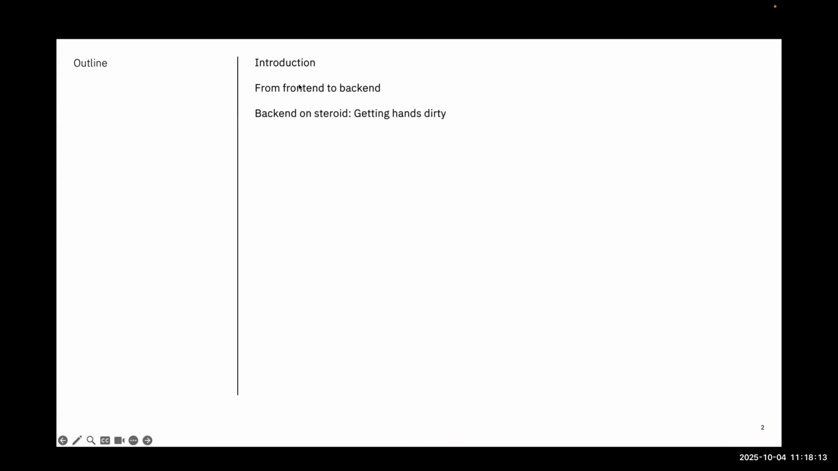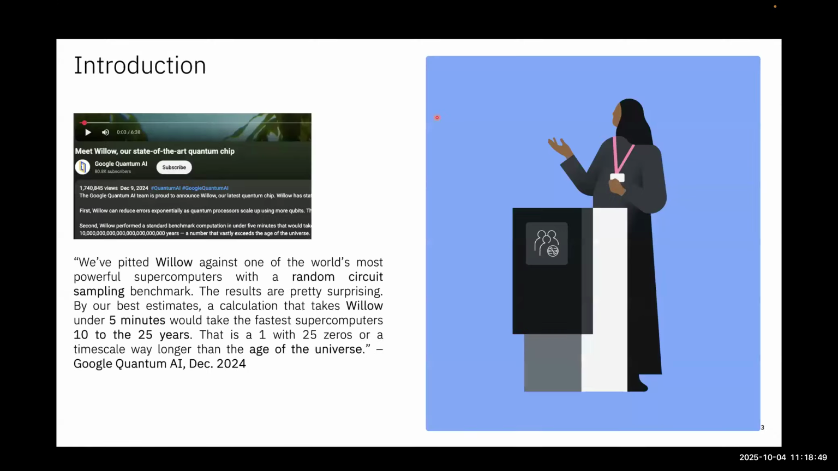Basic outline: first I'm going to give an introduction to what a superconducting qubit is, what quantum computing is, etc. And I'm going to talk about moving from front end to back end. When we get to that point, I will explain better what I mean by front end and back end. Then I'm going to dive into the back end, getting our hands steady. What I mean by getting our hands steady is what is actually being done in the experimental lab that uses superconducting qubits.